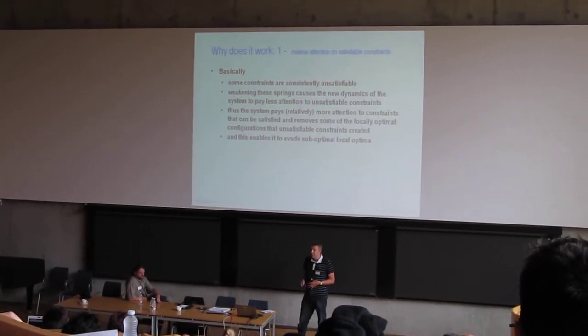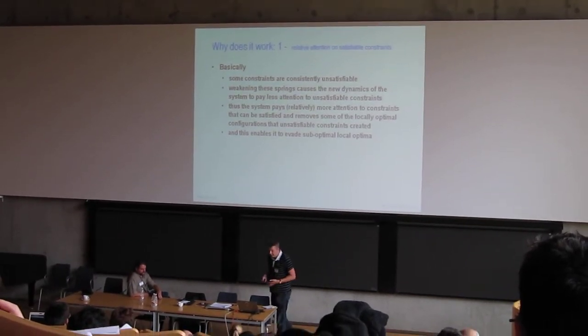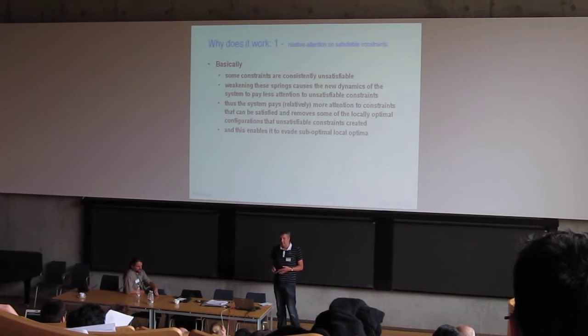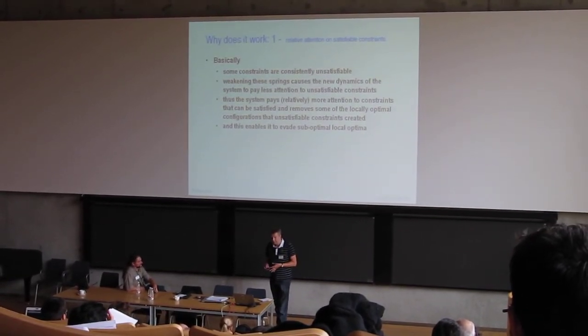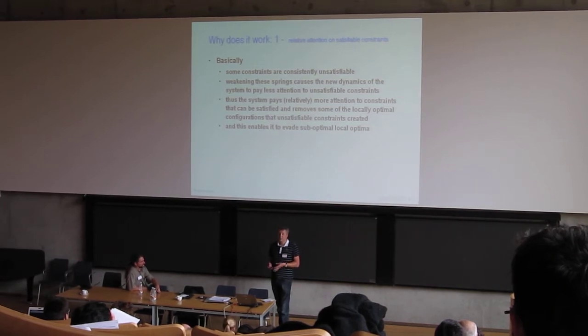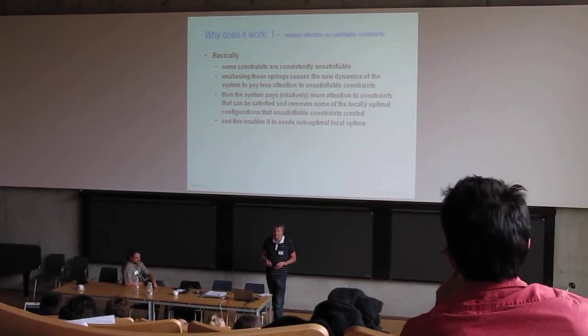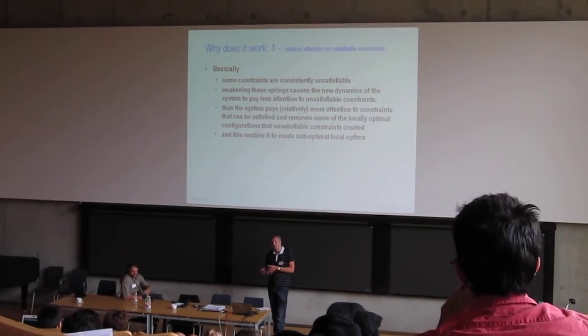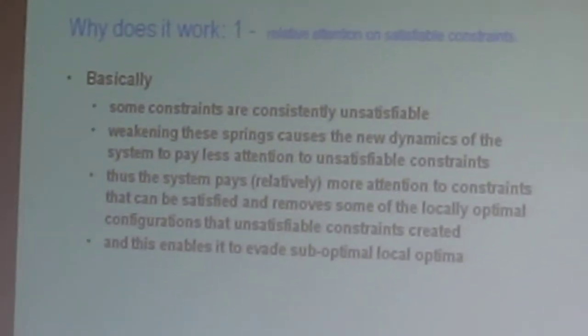So how does it work? Basically, it works because some constraints are consistently unsatisfiable. So weakening springs that are consistently in tension has the effect of creating new dynamics that pay less attention to the constraints which are consistently unsatisfiable, which means that it pays relatively more attention to the constraints which are satisfiable, and that causes it to avoid the local optima which are created by conflicting constraints. So that's a simple way to understand it.